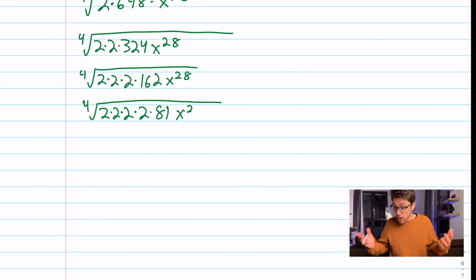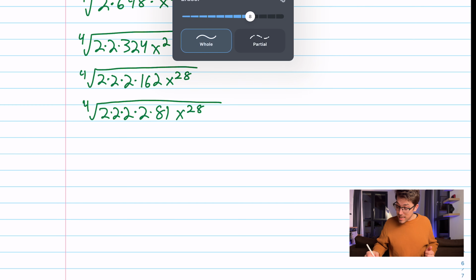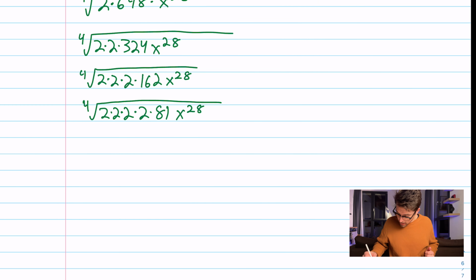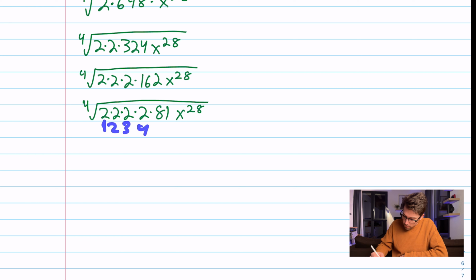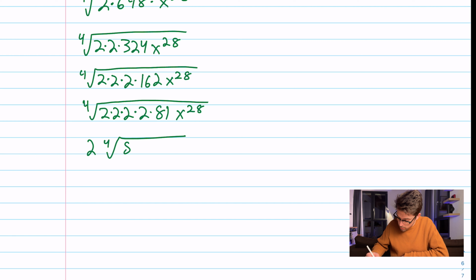But then what is 162 going to be? That is going to be 81, x to the 28th. So now I'm not exactly stuck, but I can't divide by 2 anymore because 81 is an odd number. But if you see, I have 1, 2, 3, 4 2s. 4 is my index, so let's pull out a 2 to the front. That means I'm going to have 2 times the 4th root of 81 x to the power of 28.